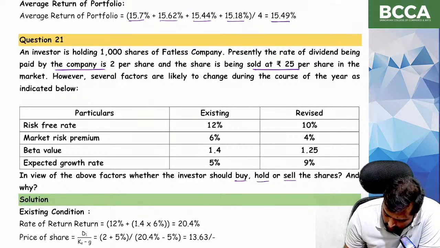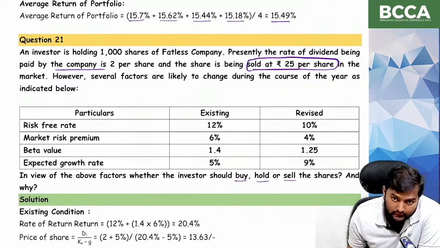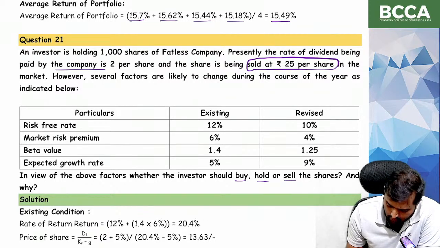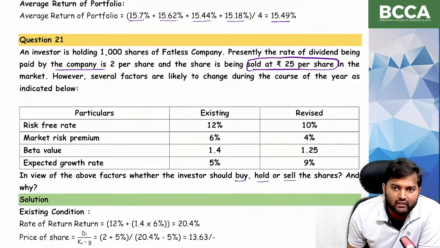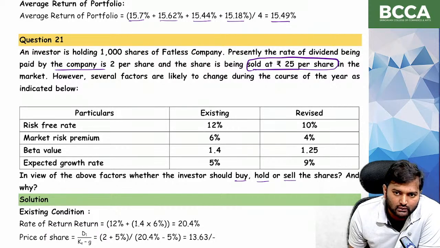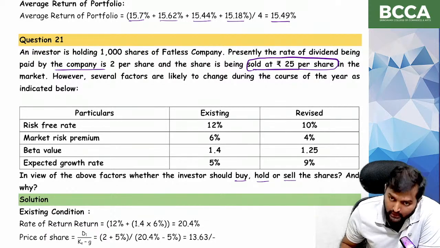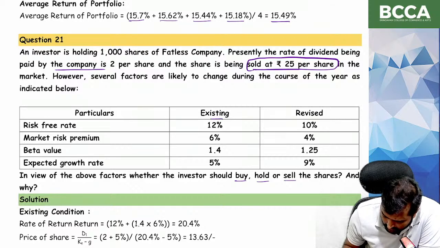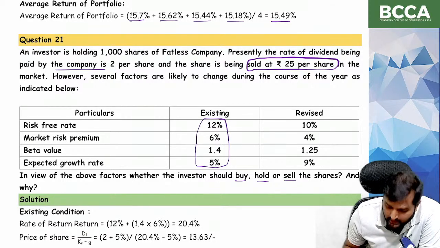So currently the market price of a share is 25. Simple question. So first we have to find out the equilibrium price. Equilibrium price means price using CAPM return. Let us calculate equilibrium price in existing scenario.